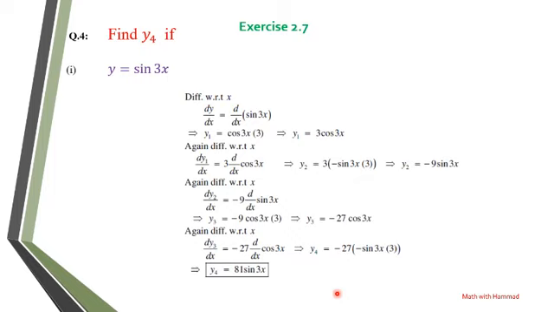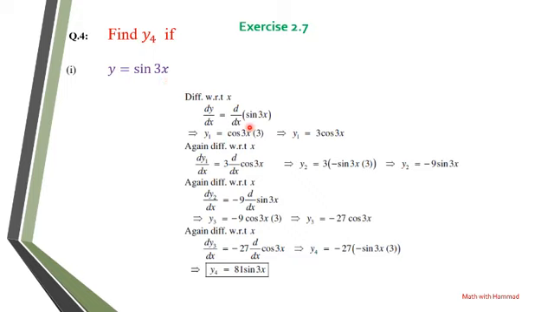Now question number 4. Find y4 if y is equal to sine 3x. y4 means we have to find the fourth derivative of y. Now we will have to find the fourth derivative of sine 3x.